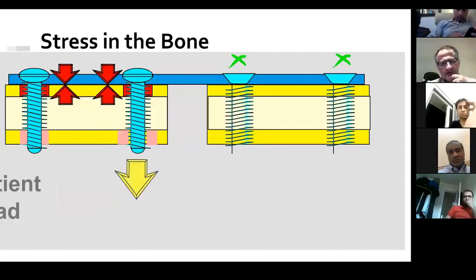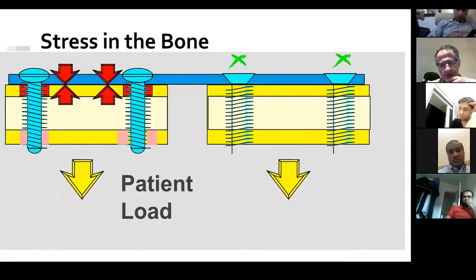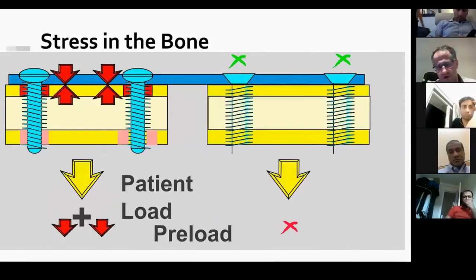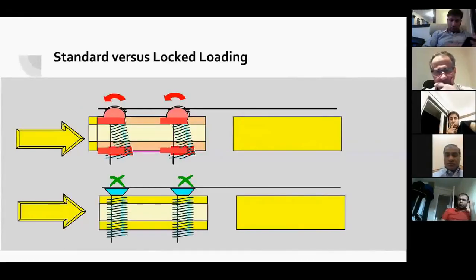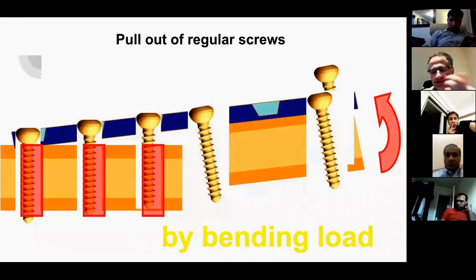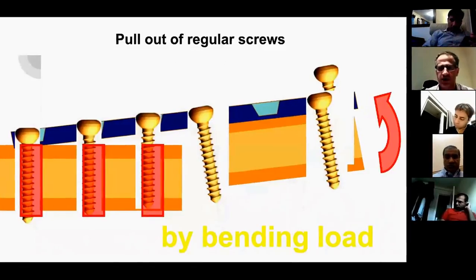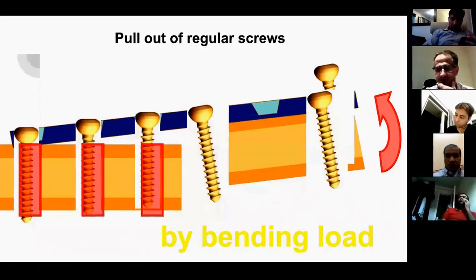So in the stress situation, you're doing a patient loading with the different types. You have one option of preloading this, and that creates your interface. So there is a difference between your standard versus locking loading. And this is demonstrating that the pull-out strength of this construct is dependent on a single screw each time, and each one will individually fail, sequentially.